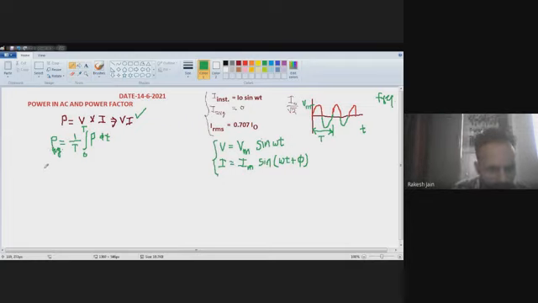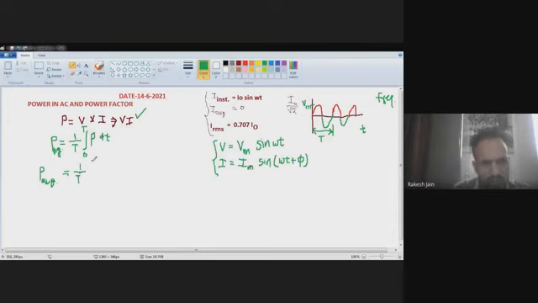Okay. So now we have to calculate the average value of AC. So P average is equal to 1 divided by T, as it is.